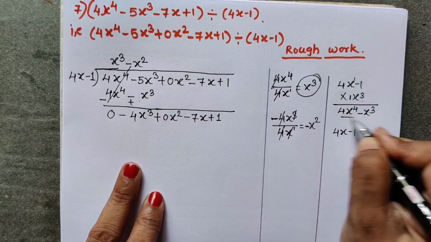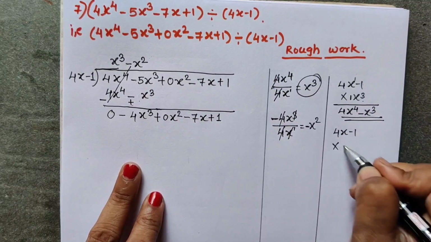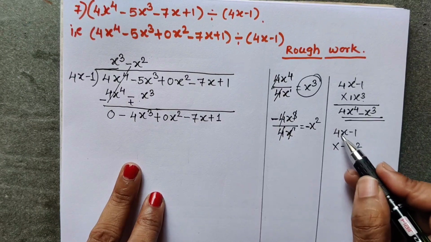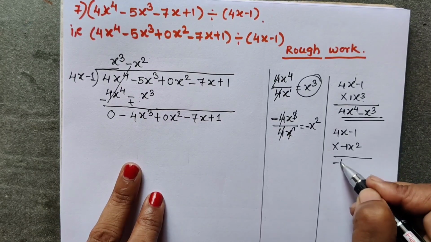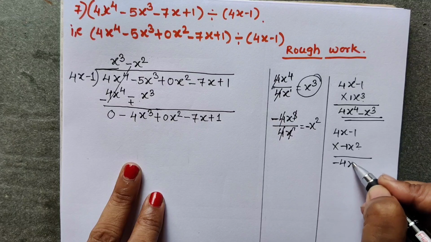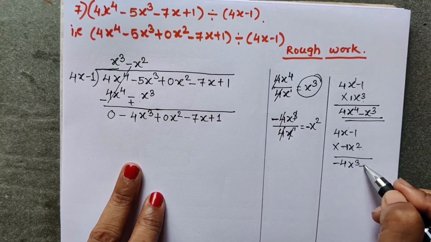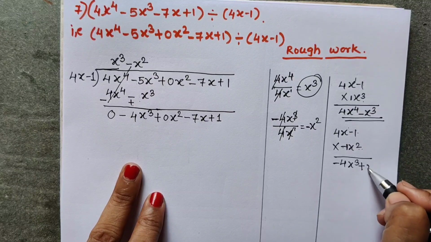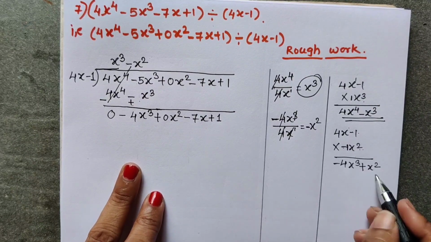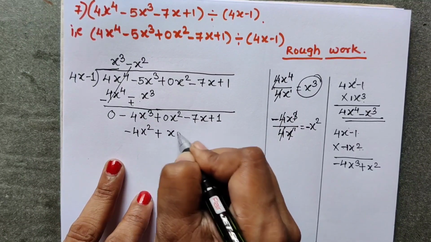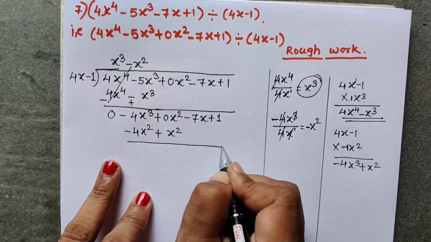Now what we have to write in the dividend, let us find out. 4x minus 1 multiplied by minus x square. Minus x means minus 1 is there. So 4 into minus 1 is minus 4. x into x square is x cube. 1 plus 2 is 3. Now minus minus will become plus. 1 into x square is x square. So minus 4x cube plus x square we write in the dividend.